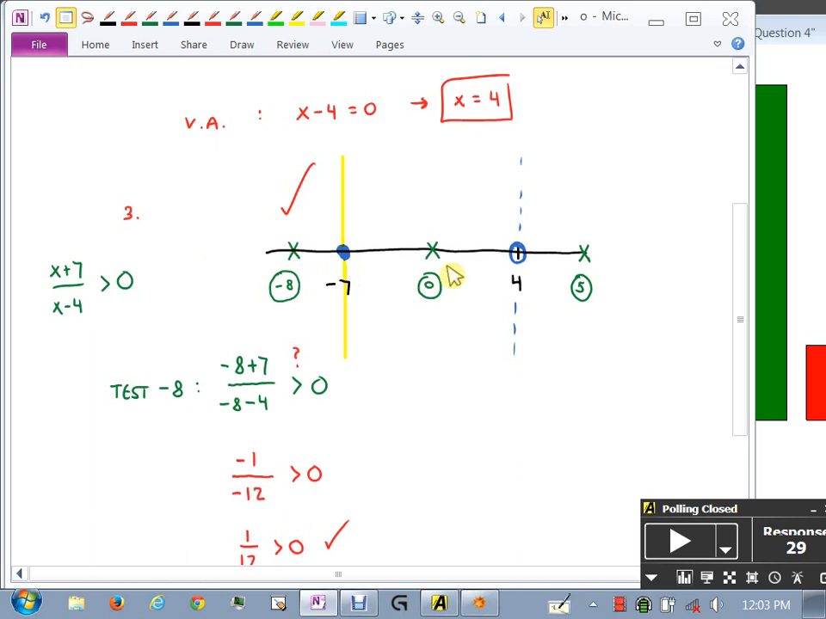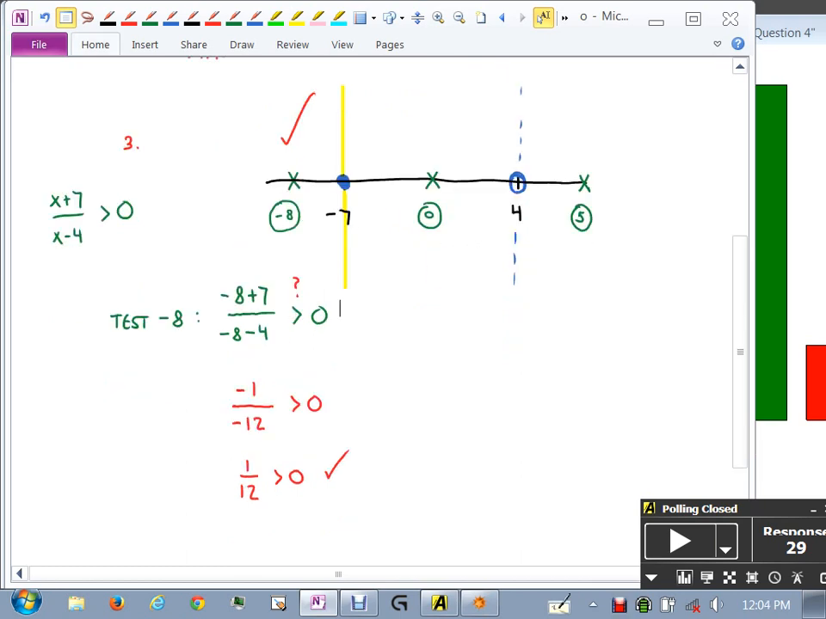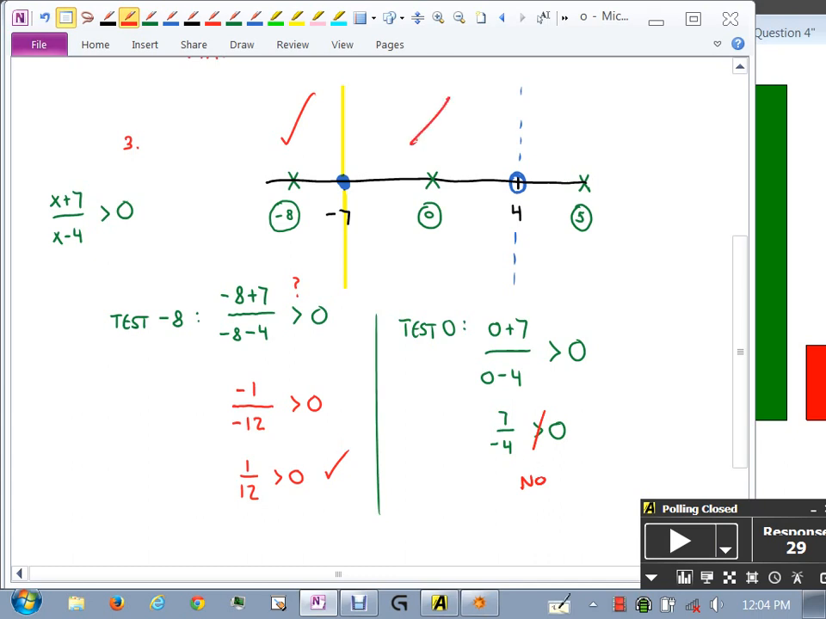Okay. Now I'm going to plug in 0, do the same process, and then I'll be figuring out what's happening between here and here. So let's test 0. So 0 plus 7 over 0 minus 4. Is that bigger than 0? That's the question. This is 7 over -4. Bigger than 0? No, that's a negative number. A negative number is not bigger than 0. So, no. Which means nothing in that region works.